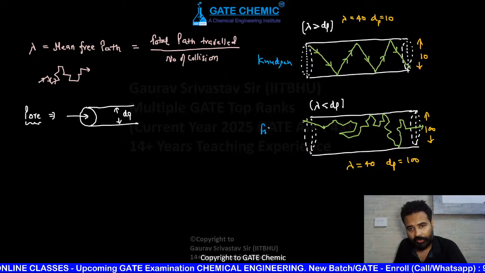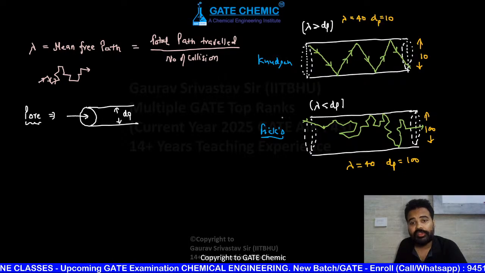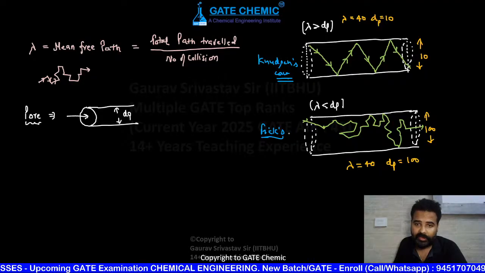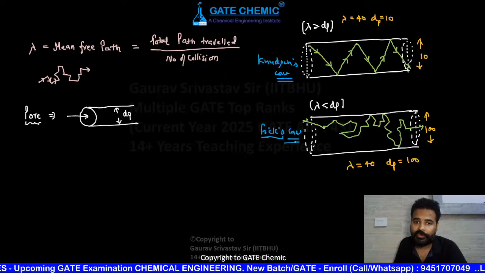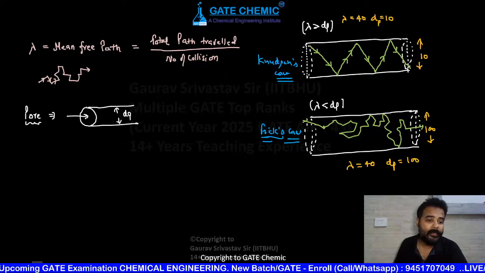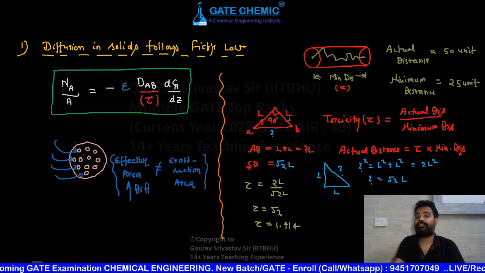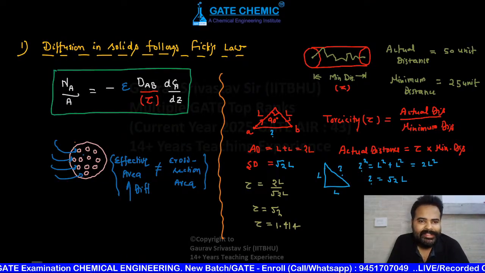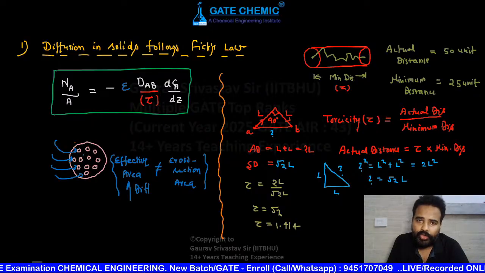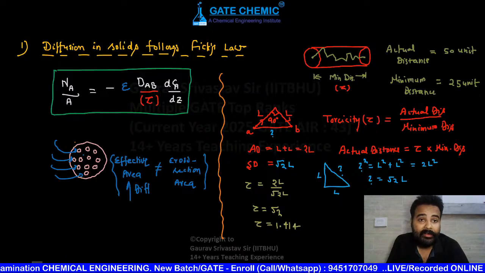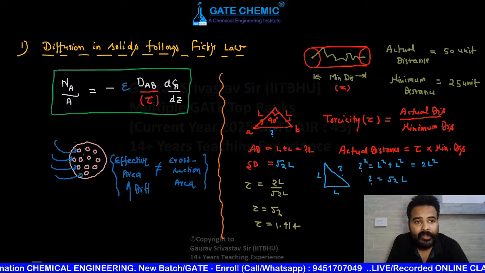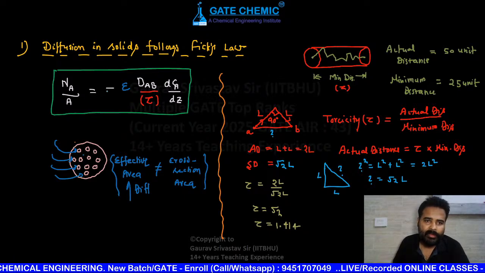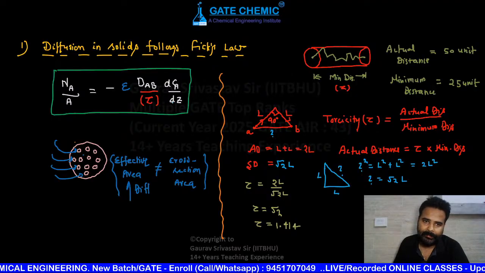And Fick's law. These are both cases relating to diffusion in solids. Now one by one, again see diffusion in solids following Fick's law. Here you can see a similar type of formula you are going to use that you had seen in our lecture number 1. Fick's law of diffusion: N_A by A equals minus D_AB dC_A by dZ.